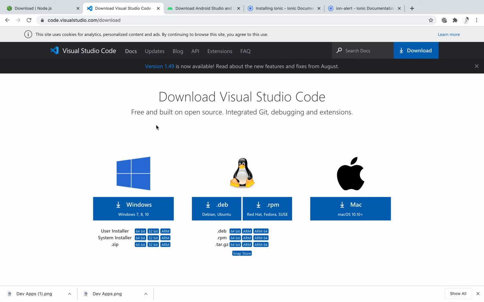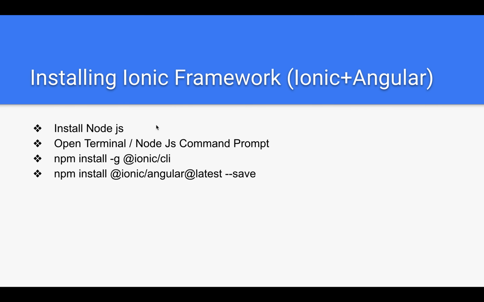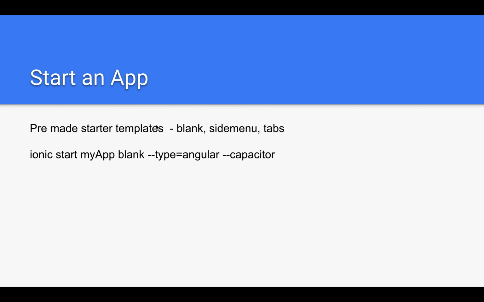Okay. So next thing is we'll see how to create a project. How to create a project in the Ionic framework. So whenever you want to create a project in the Ionic framework, Ionic already has some predefined starter templates, like blank, side menu and tabs. Whenever you want to create an Ionic project, if you want to use the Capacitor as a backend, you can use ionic start, application name, blank.